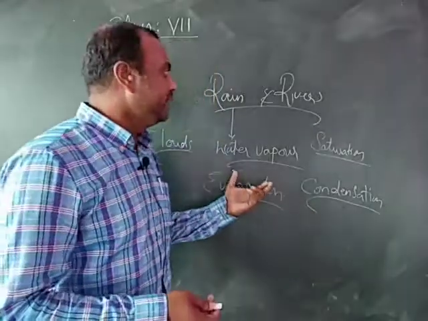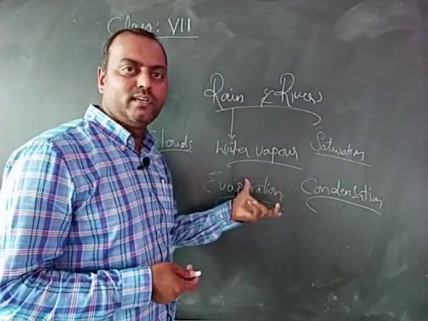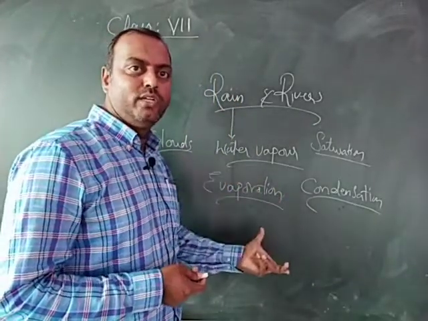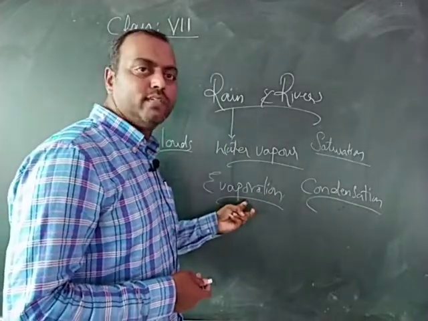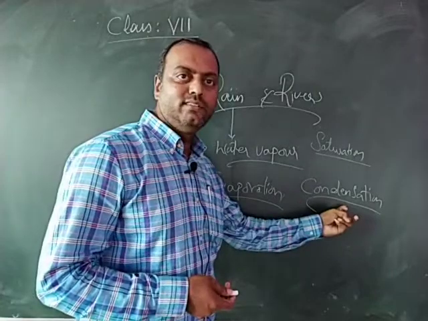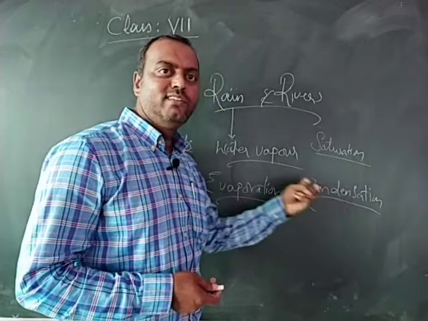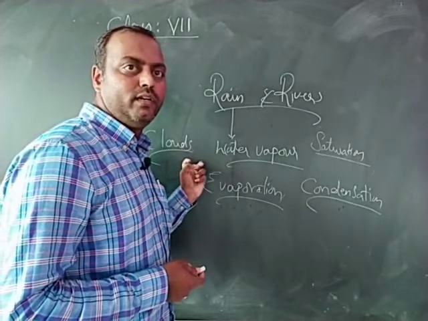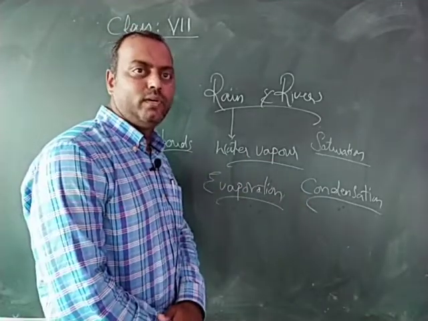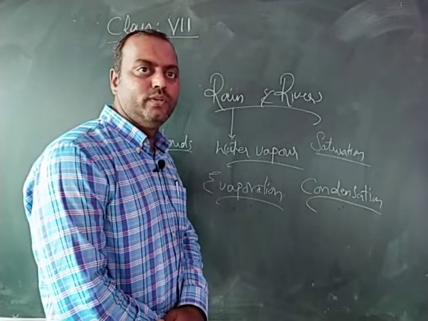This is the story behind how the rainfall occurs, children. In this entire story, you need to remember two important terms. One is evaporation, the other one is condensation. We also came across other important terms, water vapor and droplets of water. This is the entire story of rainfall.